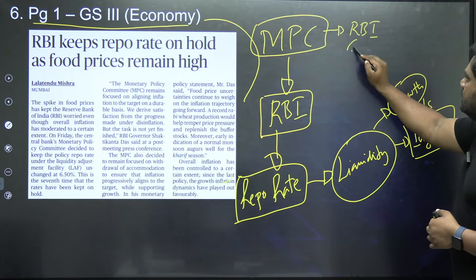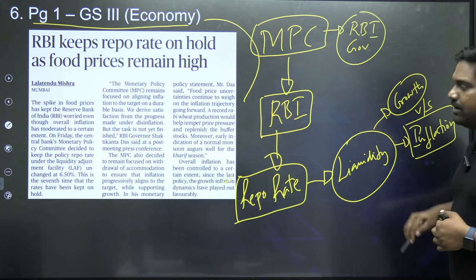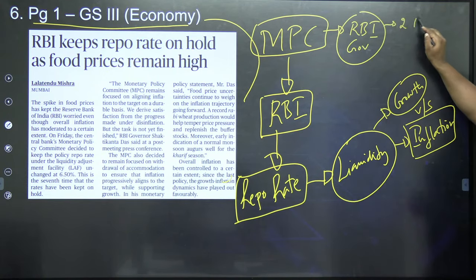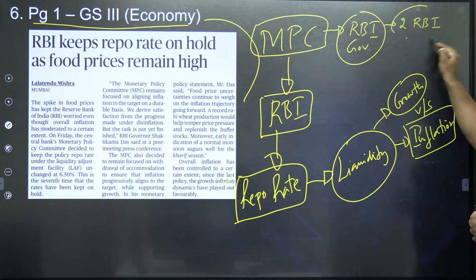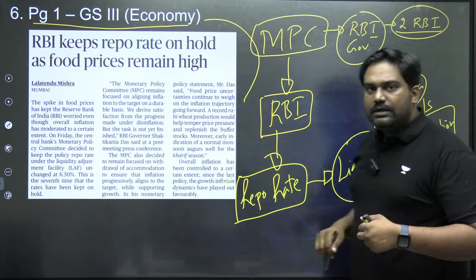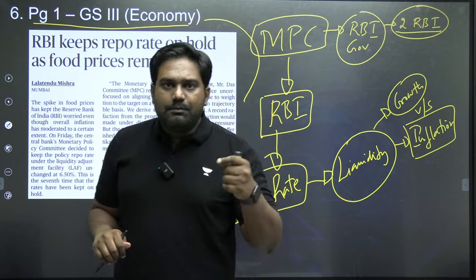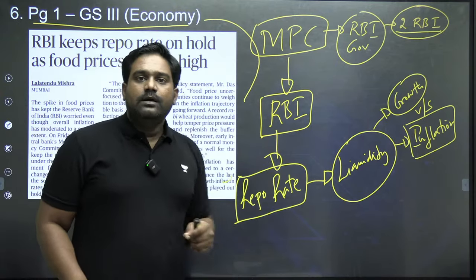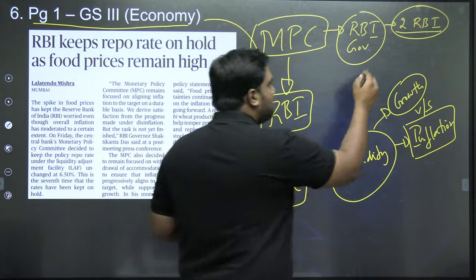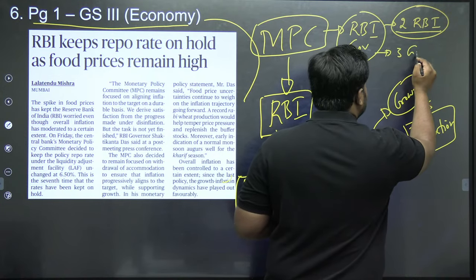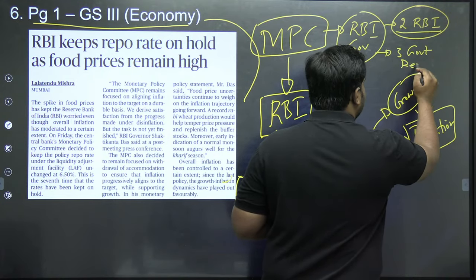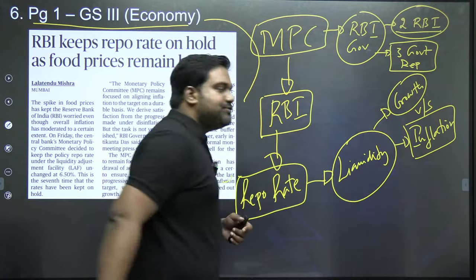RBI Governor is the chairperson of Monetary Policy Committee. There are two other representatives from RBI, a deputy governor and another RBI board member. And the other three members are from the government. Other three are government representatives appointed by the finance ministry.